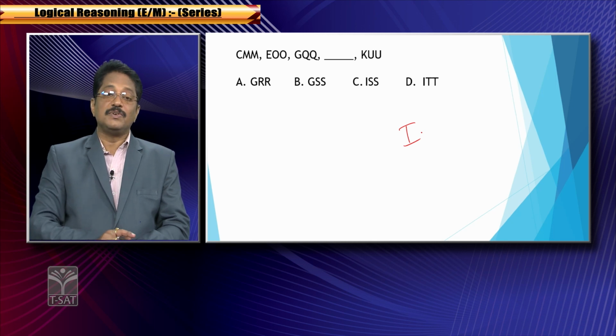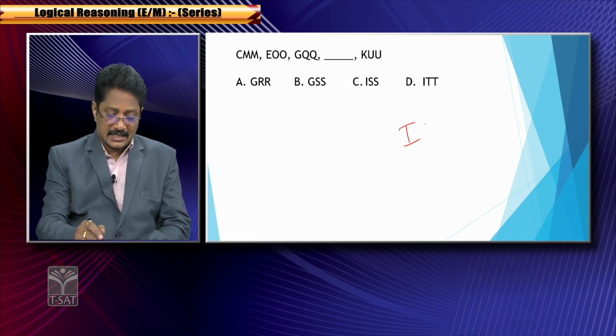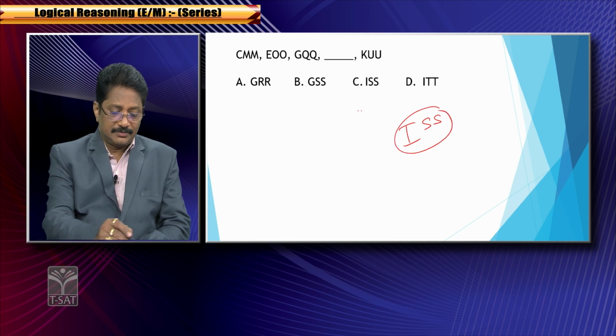Okay. Now we will see the second and third letters. MM, KLM, N is skipped. OO, OP, P is skipped. QQ, PQR, R has to be skipped. So R will be, then what is in PQRS? So ISS will be the answer.